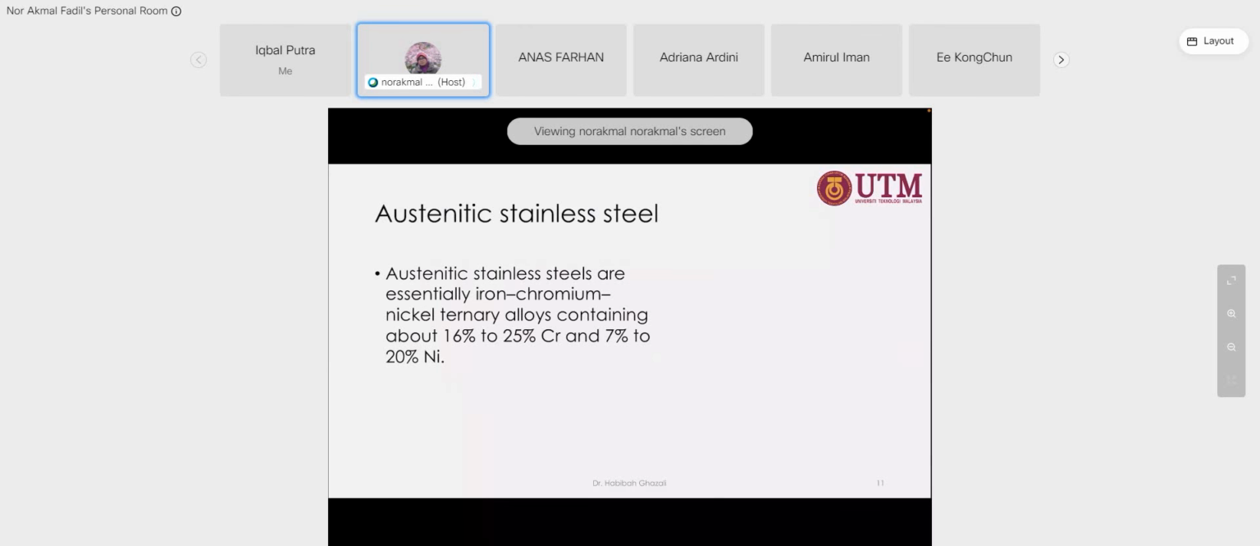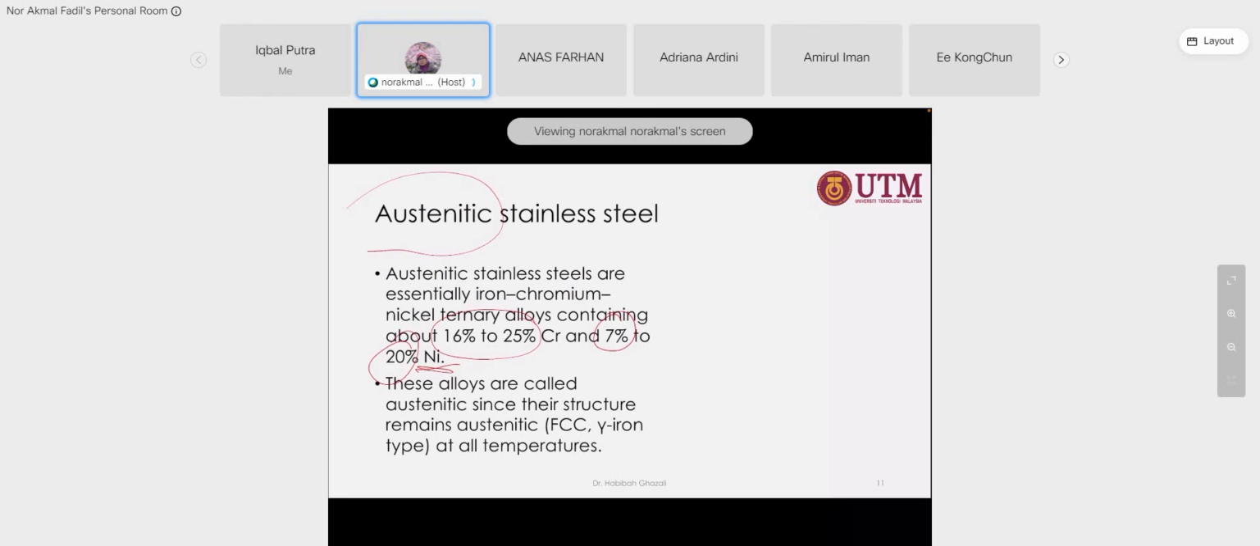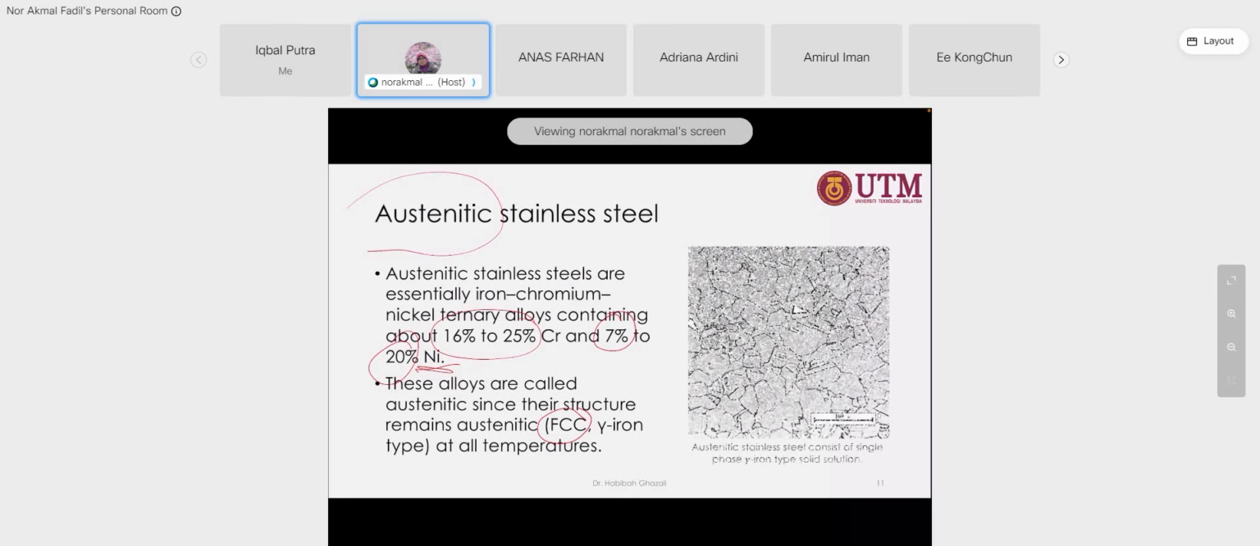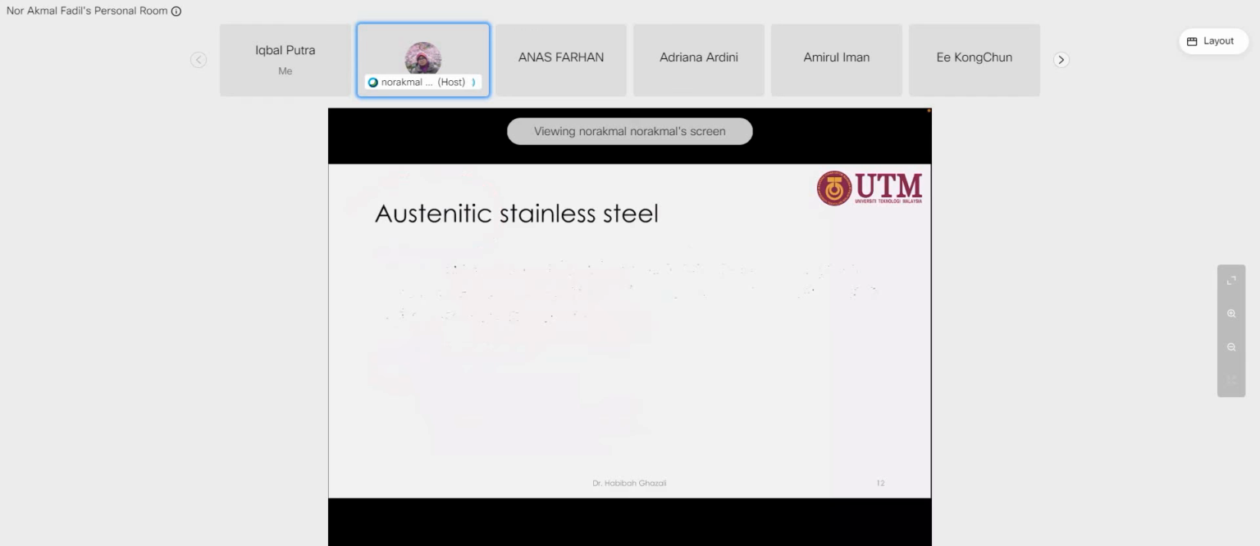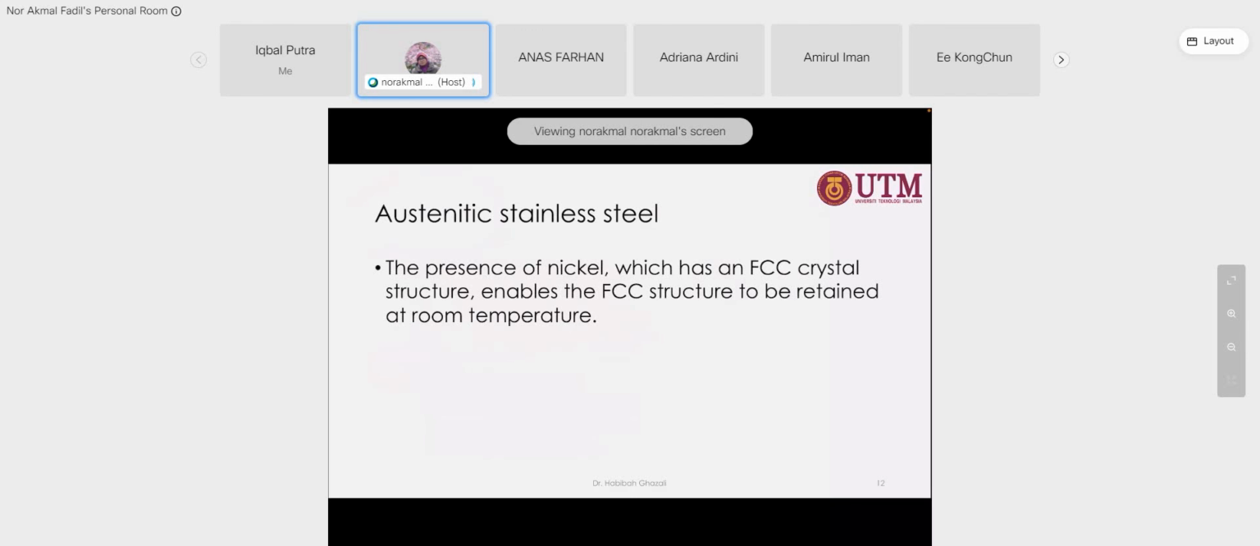Austenitic stainless steels are essentially iron, chromium, nickel ternary alloys containing about 16 to 25% chromium and 7 to 20% nickel. So if you want to have the stabilized austenitic phase, you need to add nickel. These alloys are called austenitic since their structure remains austenite phase, which is FCC at all temperatures. The austenite consists of a single phase austenite iron-type solid solution. So this is the presence of nickel, which has an FCC.